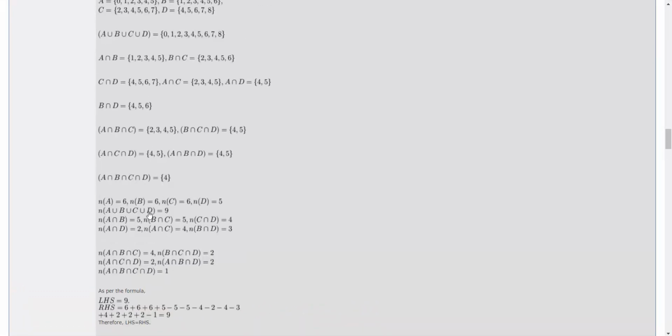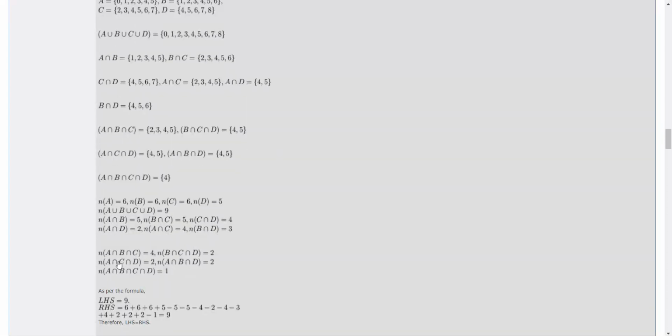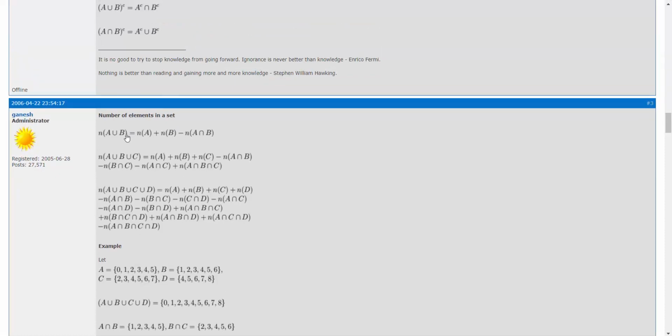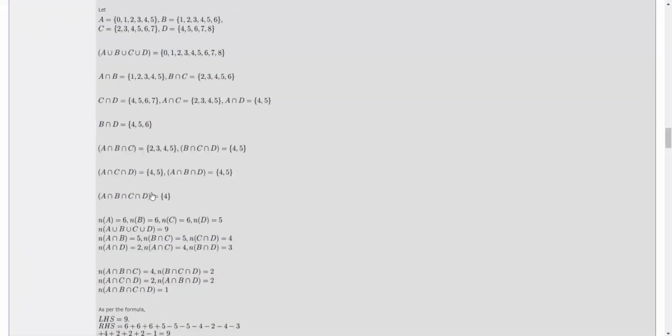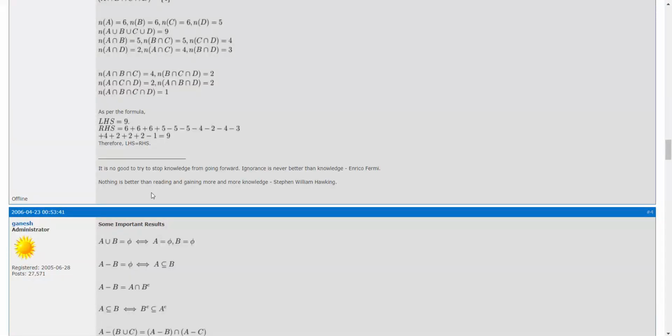I'm not really sure if the intersection would apply here, because number of elements in A intersection with B intersection with C. There's no definition here. Number of unions, that's what he has introduced. But what about the intersection? Hmm. Just went on and listed all the possibilities.